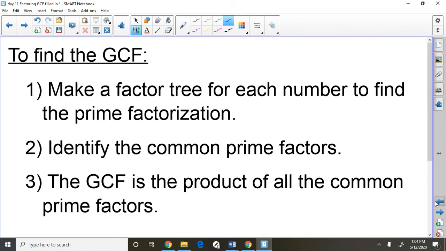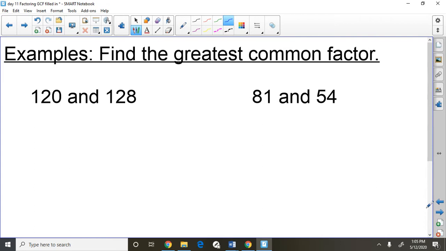To find the GCF, and we're talking about the numbers specifically here, one way to do it is to make a factor tree for each number to find the prime factorization and identify the common prime factors. The GCF is the product of all the common prime factors. So the smaller numbers like 10 and 15, you can just look at and find the GCF. As the numbers get bigger, you may need to make these factor trees and find all the common prime factors. Here's what it looks like, for example.